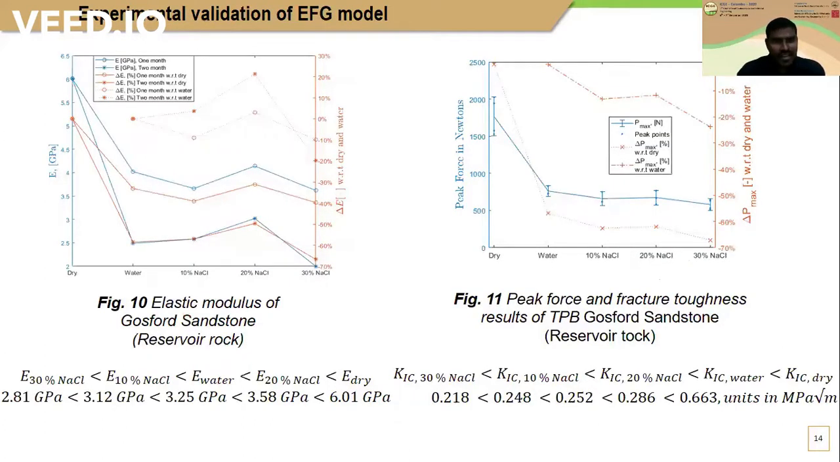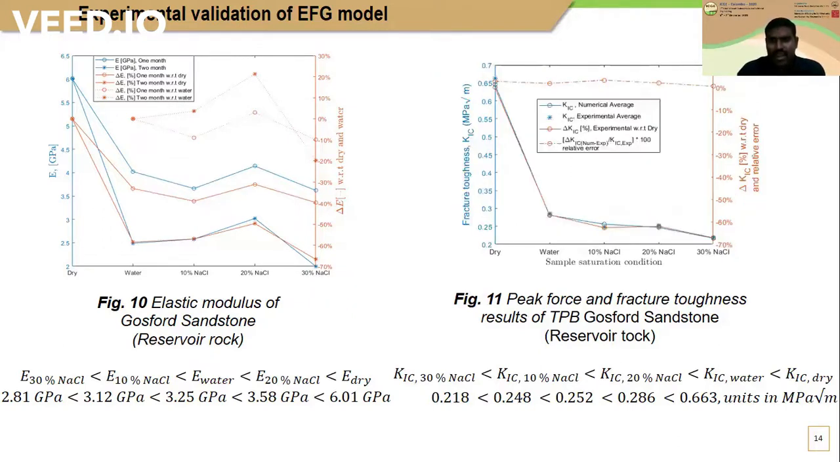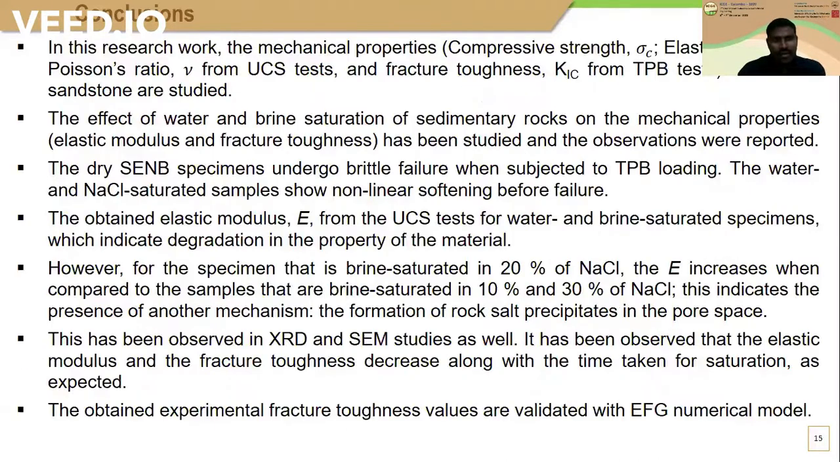Based on these experimental results, from the uniaxial compressive strength we can get the Young's modulus, and from the TPB test, based on the peak force, we can get the fracture toughness values, and we can see the change in the Young's modulus and the fracture toughness value. These macroscopic material properties are highly dependent on the micro scale mechanisms, which are precipitation and dissolution. This causes the changes in the macroscopic material properties, and based on this we have developed a multi-scale model.